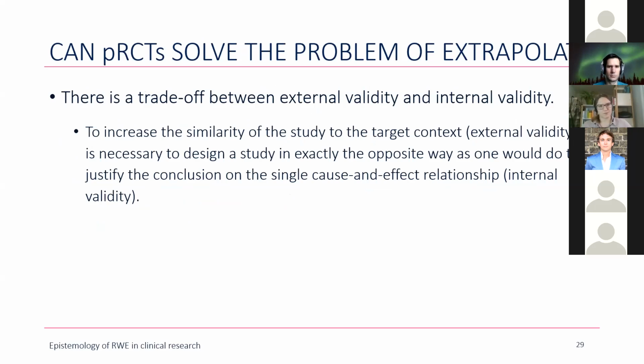This is the problem, which is well recognized, that there is a trade-off between external validity and what we call internal validity. From a practical perspective, this is because to increase the similarity of the study to the target context, what I call external validity, it is usually necessary to design the trial exactly in the opposite way as it would be to justify the conclusion to the single cause-effect relationship. And this is what we would call internal validity.